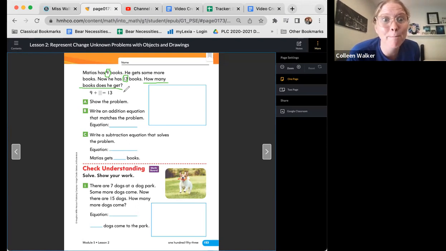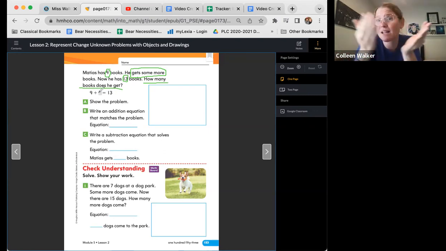Matthias has 9 books. He gets some more books. Now he has 13 books. He gets some more. Yes, that's a clue. If he's getting more, we know that that's a clue for us to add. So I put a box around it. Now, this is the equation we're trying to figure out. So we know he has 9 and he gets, we don't know yet, he gets some more books. So we're trying to figure out that missing add-in. And then he has 13 total.